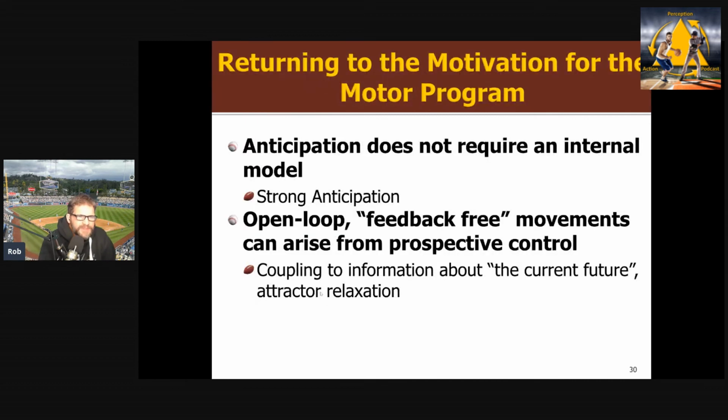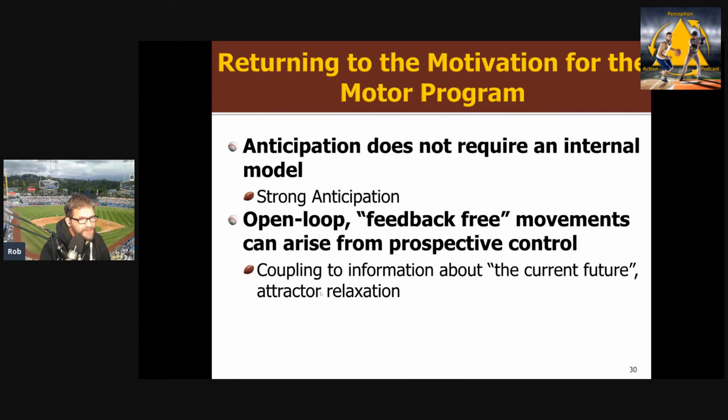The other thing I wanted to do before finishing is return to the motivations for having the motor program. As I said, this is a general idea. Whether you dismiss Schmidt's schema theory and generalized motor program, it's a basic idea that persists through all information processing models: you have some internal model that's generating a movement, a motor program. First of all, I'll point out that anticipation does not require an internal model, right? The idea that you have to have some internal model that you can pre-program to allow you to anticipate what your opponent is doing is not correct.